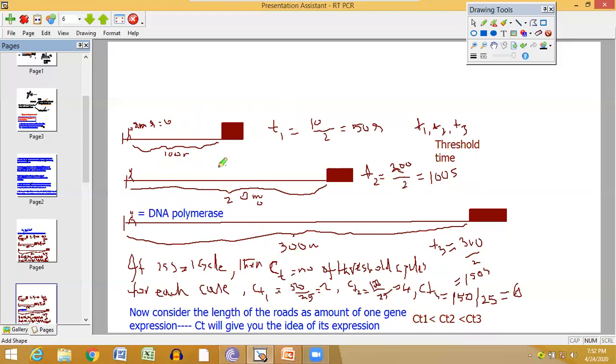So now you convert it. If you do not know how much one gene is expressed, you just look at its CT values. And like I described, CT3 is highest, then CT2, then CT1. So you can understand. If anybody asks you which gene is most expressed, from our calculation, the CT3 associated gene is more expressed, and the least expressed is the CT1 associated gene.